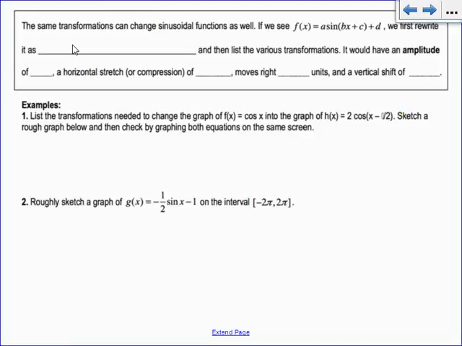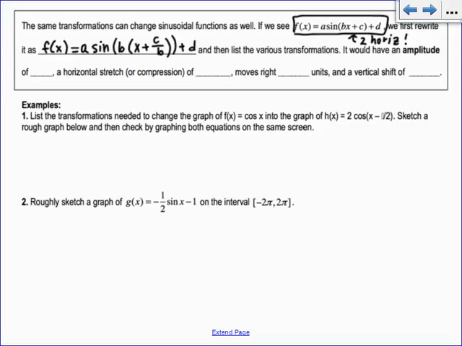Okay, so it says the same transformations can change sinusoidal functions as well. So if you see f of x equals a times sine of bx plus c plus d, you see that we have 2 horizontal transformations. So we first have to rewrite. So we rewrite it as f of x equals a times sine of b, and then in parentheses we say x plus c over b, plus d. Do you see what I did there? Do you see when you multiply b in, you get the same thing that we just had? I just divided each one by b.